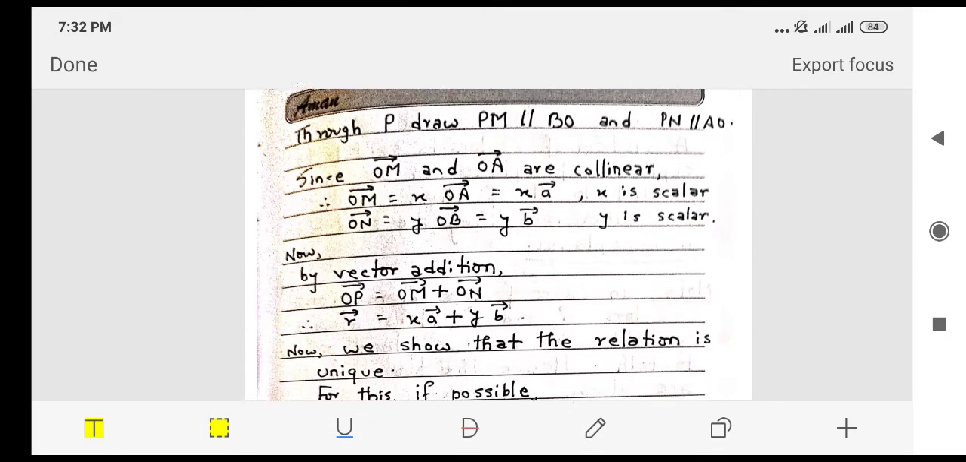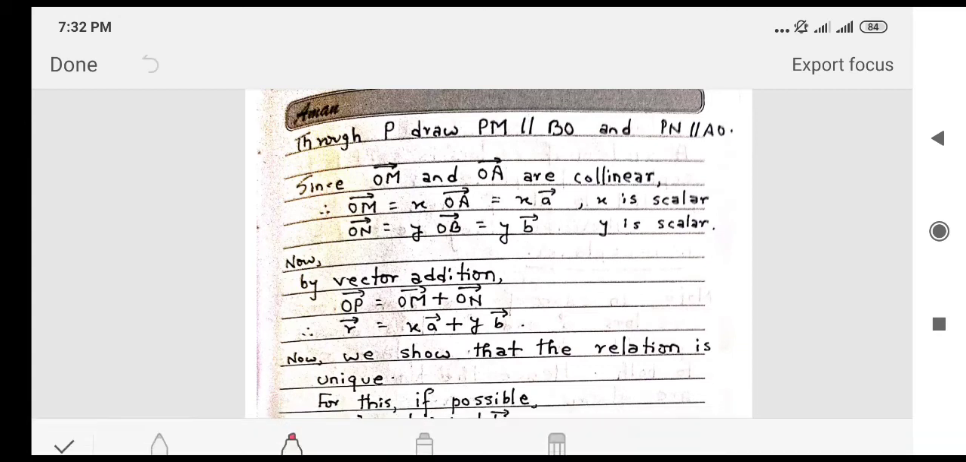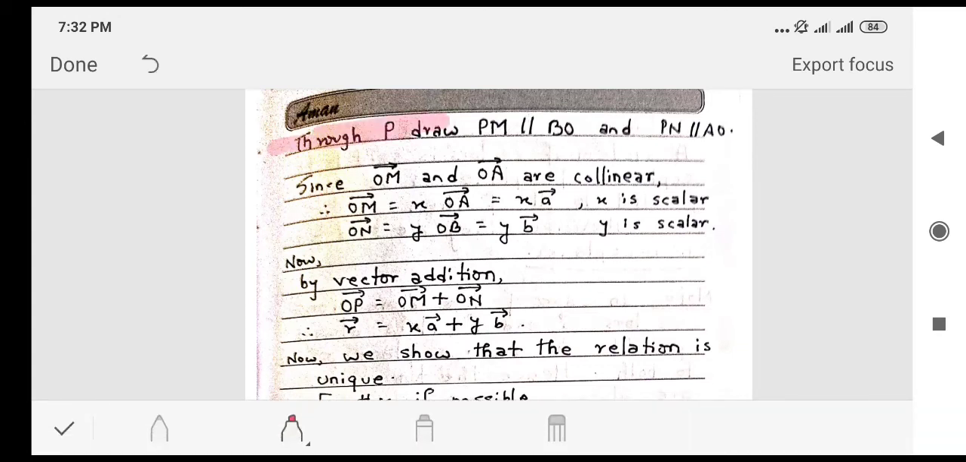Then let us go ahead. Through P, you can see in the figure, draw PM parallel to BO, and PN parallel to AO, as it is shown in the figure. Now since OM vector and OA vector are collinear, you can see they are on the same line.